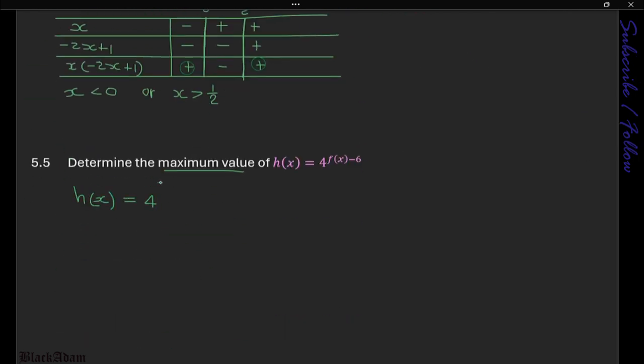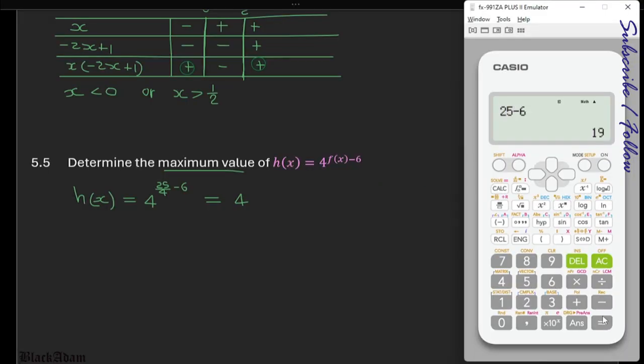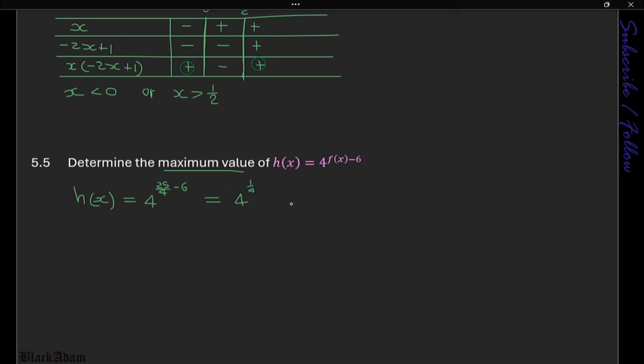And then we have the maximum point 25/4, which means we have h of x, which is 4 to the power of 25/4 minus 6. That means 25/4 minus 6 is a quarter, so it's 4 to the power quarter, and then it's 2 squared to the power quarter, which gives 2 to the power half. That is equivalent to root 2, the same thing.